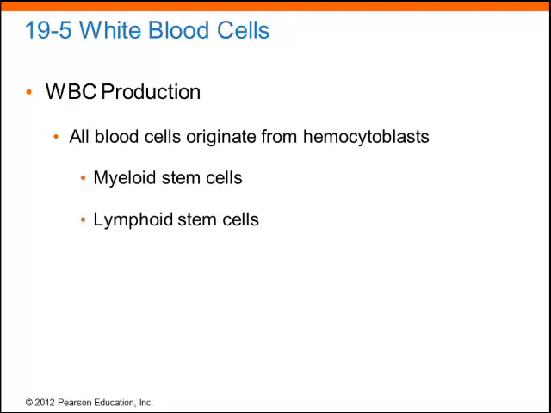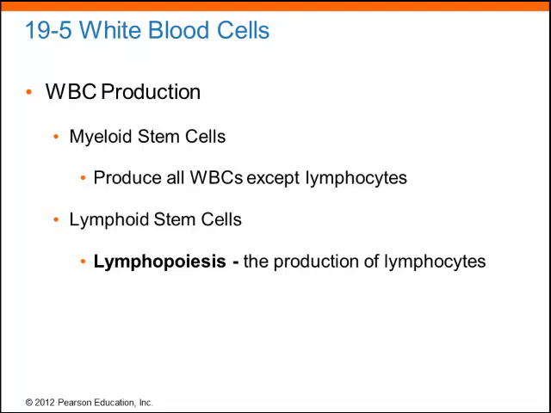So we'll talk very briefly about how white blood cells are produced. You remember that all blood cells originate from hemocytoblasts and that we have either a myeloid stem cell or a lymphoid stem cell. From our myeloid stem cells, we're going to get everybody except the lymphocytes. From the lymphoid stem cells, we're going to get some lymphoblasts, which are going to go out to all those lymphoid tissues and produce lymphocytes by lymphopoiesis. And again, that does not have to happen in the bone marrow. It can happen out in the lymph tissues.